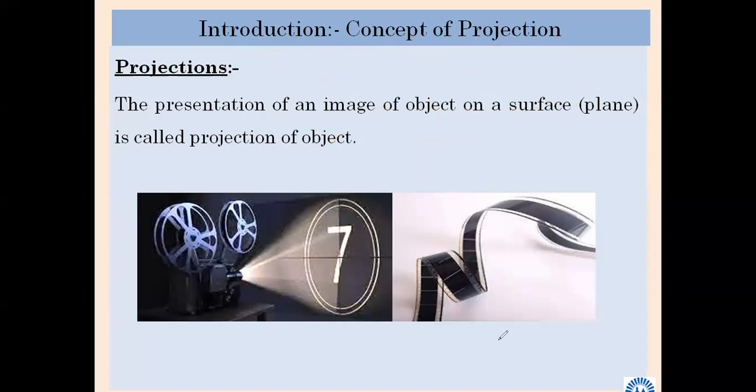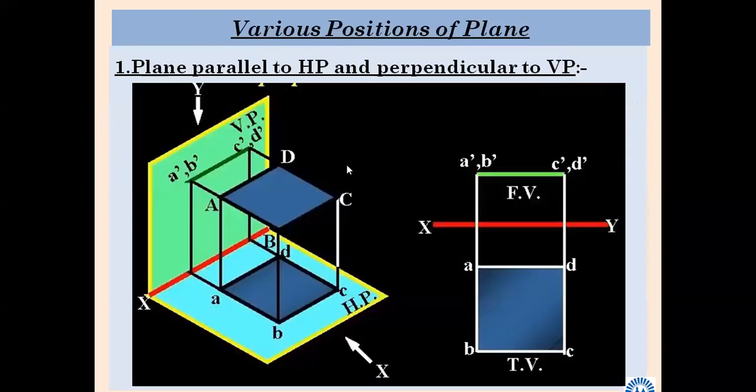So let us see now. First case of plane. Where is the position of the plane in that first case? Plane parallel to HP and perpendicular to VP. To whom is it parallel? Looking to the figure, you tell me. This plane ABCD, are you observing here?